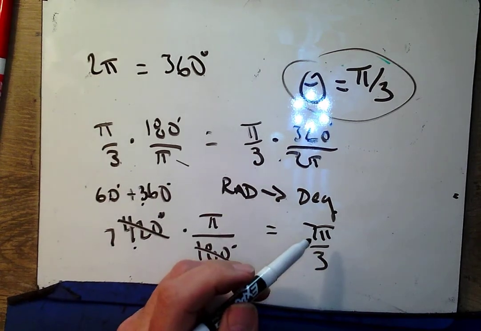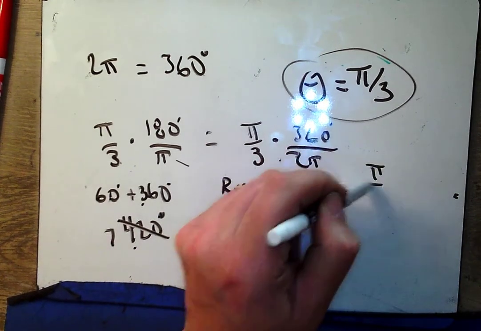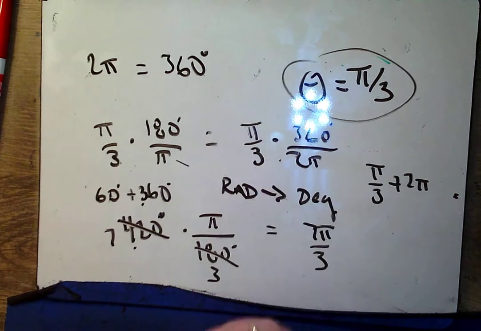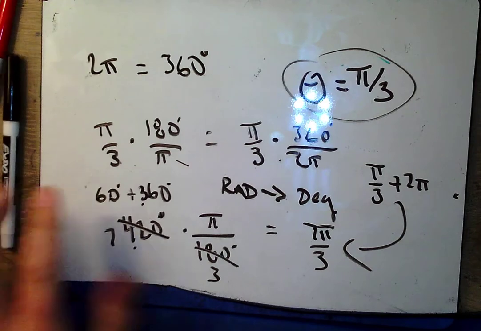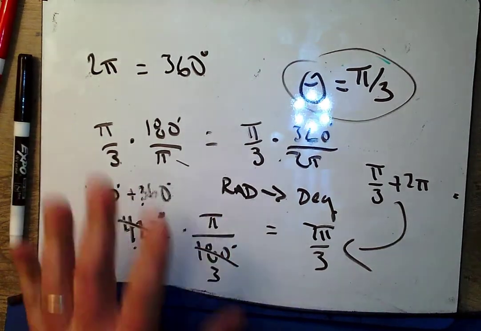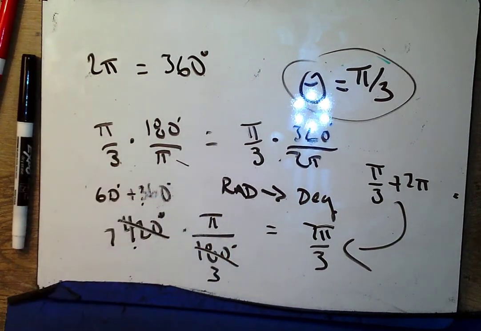Now, tell me, really? You're going to do that rather than just say pi over 3 plus 2 pi? I mean, come on. Don't do this. I know it feels like, but I'm drowning, Mr. Rupa. This is all I can do is convert.